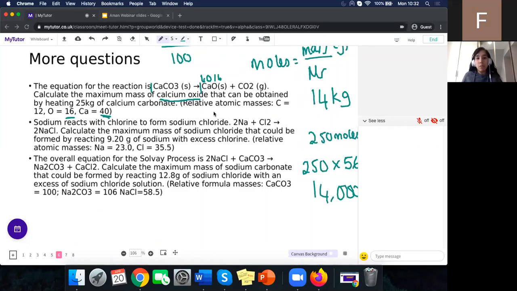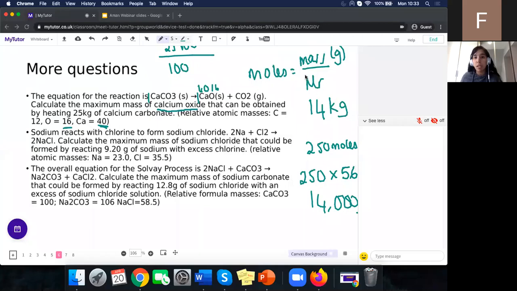So if we have a look at this question, we've been given a reaction which is calcium carbonate decomposing to form calcium oxide and carbon dioxide. We need to calculate the maximum mass of calcium oxide that can be obtained by heating 25 kilograms of calcium carbonate. So essentially, we're going to heat 25 kilograms of calcium carbonate, and then we're going to form some calcium oxide and some carbon dioxide, and we need to know what's the mass of calcium oxide that can be formed. So if we have a look, we can use our equation moles equals mass over the molecular mass or the relative formula mass to calculate the number of moles of calcium carbonate.